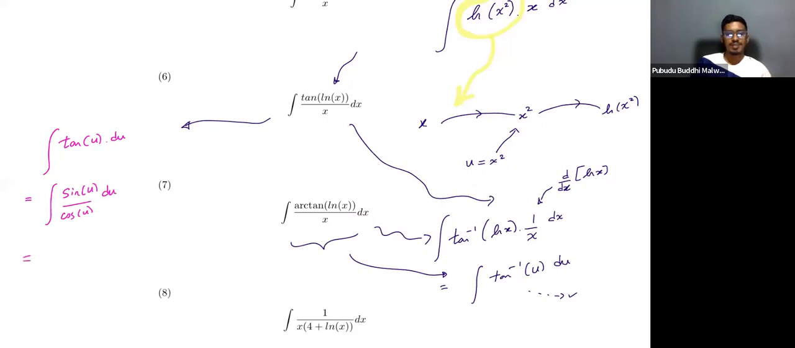At this point, we can create the derivative of the denominator in the numerator. That's the idea. So we know that the derivative of cosine u is minus sine u. Hence, I'm going to put something like that. I'm going to try something like this. Minus 1 times minus 1. That is plus 1, right?